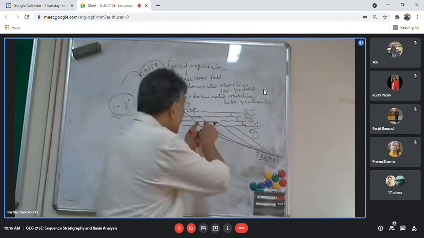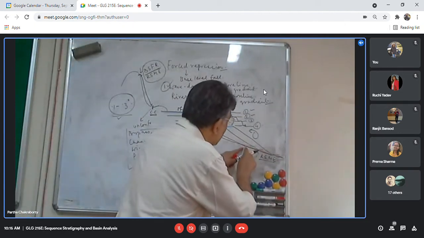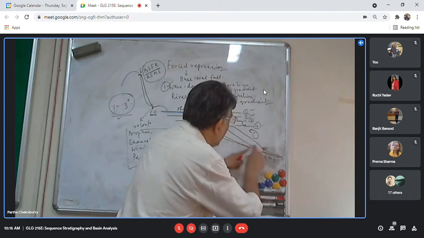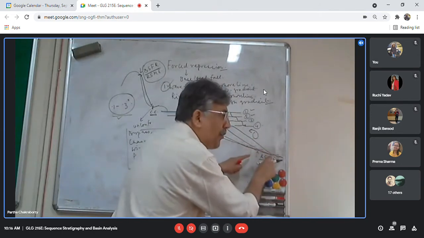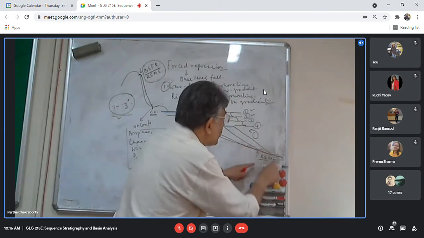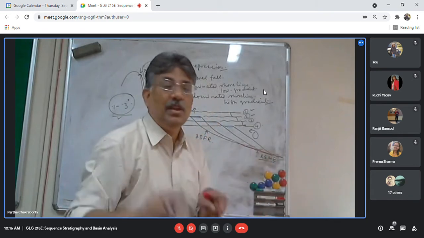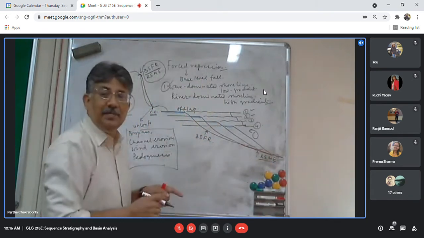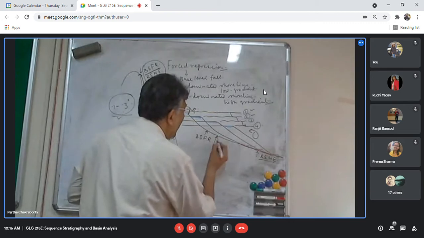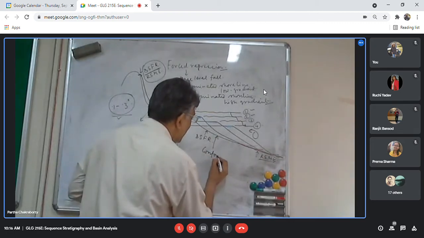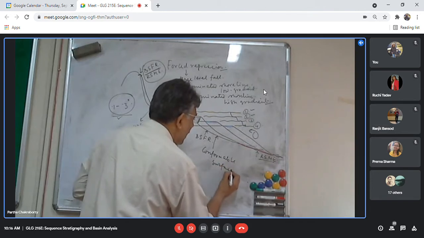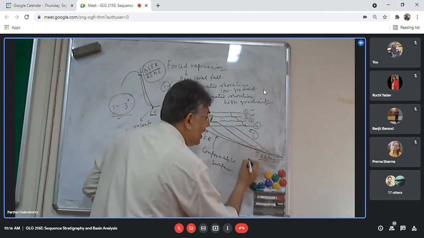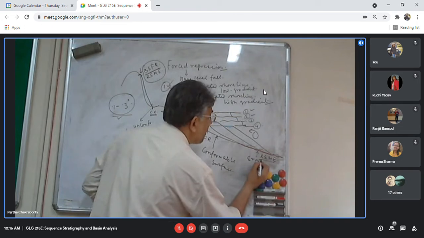And during the course of the fall of base level, the subaqueous erosion that is happening to maintain the wave equilibrium profile here, that actually is making the RSME. So what will BSFR be? BSFR will be a conformable surface. What will RSME be? RSME will be an erosional surface.